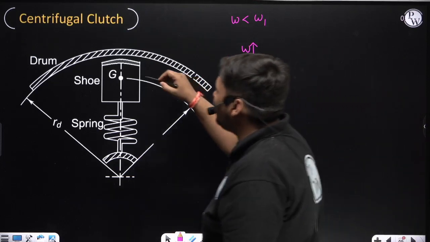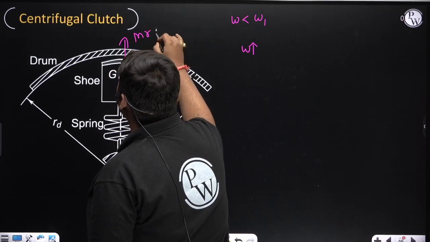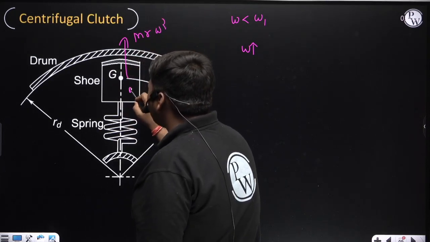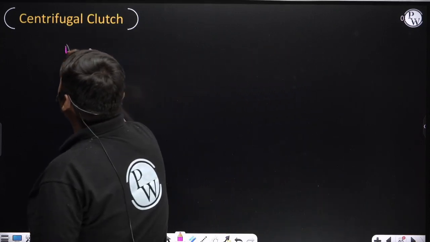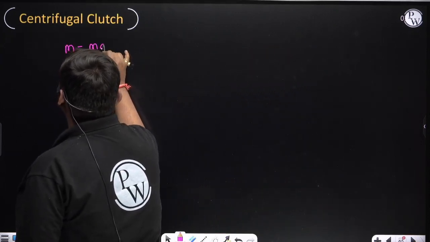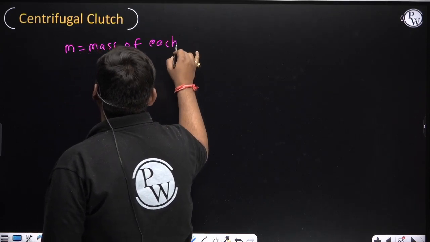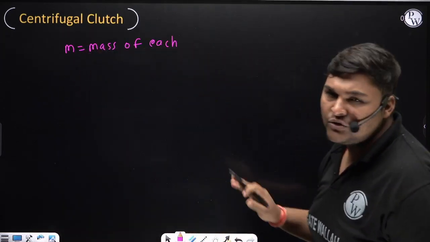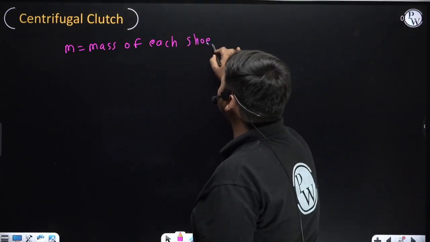Now, what will happen if we increase the omega? Definitely, centrifugal force will increase. The formula to calculate centrifugal force is m r omega square, where m is the mass of the shoe. Suppose I represent the mass of each shoe as small m. So, what is small m? It is the mass of each shoe. Only understand this concept; after that, I will summarize all the discussion.